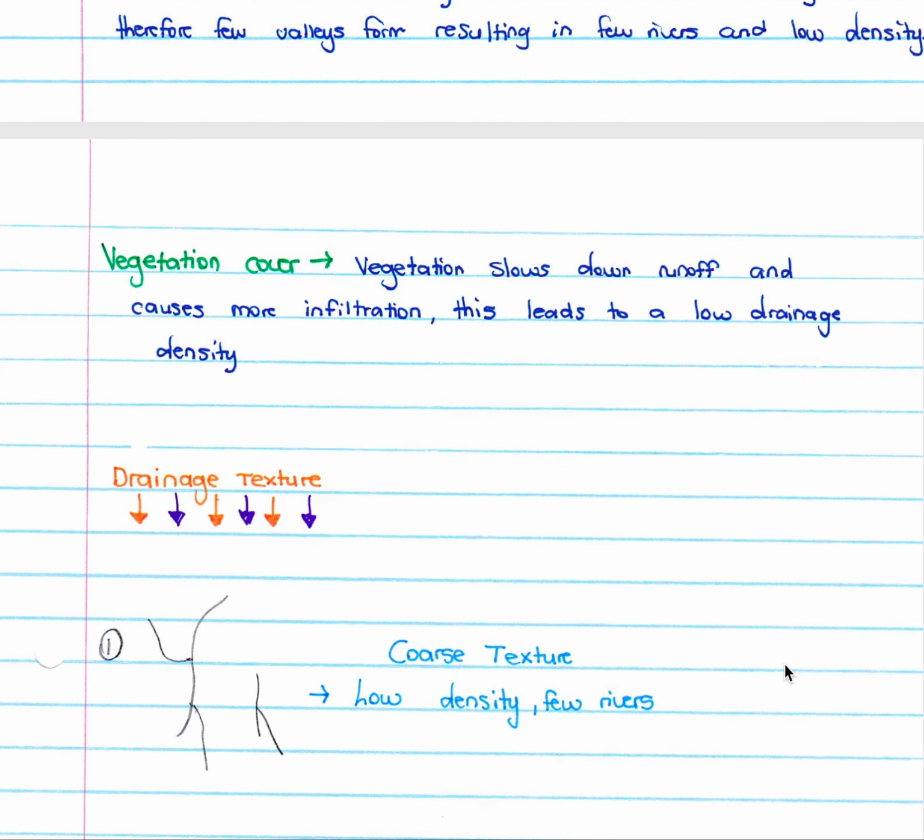Vegetation cover also affects your drainage density. Vegetation slows down your runoff and causes more infiltration. Therefore, there is a lower drainage density in densely vegetated drainage basins. However, if you have less vegetation, your drainage density increases due to the fact that there is more runoff and therefore more water moving into river channels.